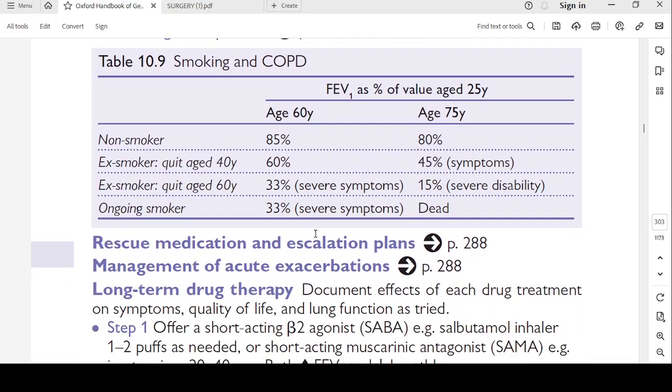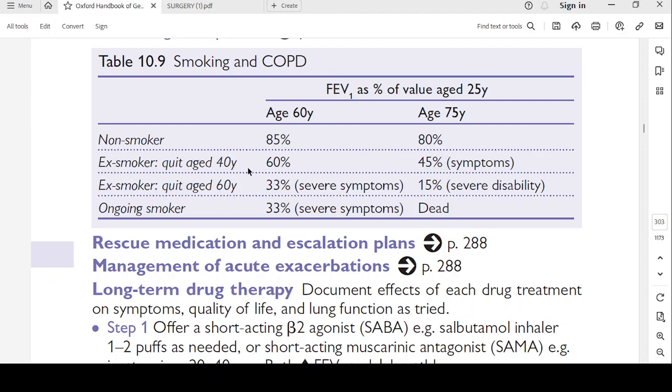Smoking and COPD. FEV1 as a percentage of the value at age 25 years. So for a person who is aged 25 years, take the FEV1 and compare it with age 60 years and 75 years. For a non-smoker it is 85%. So FEV1 decreases with age.